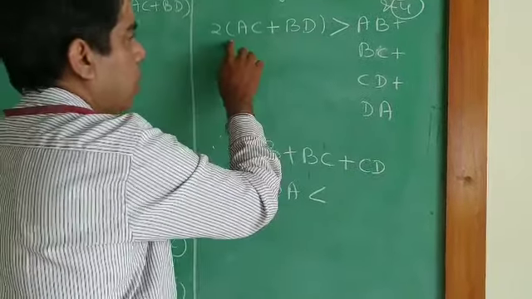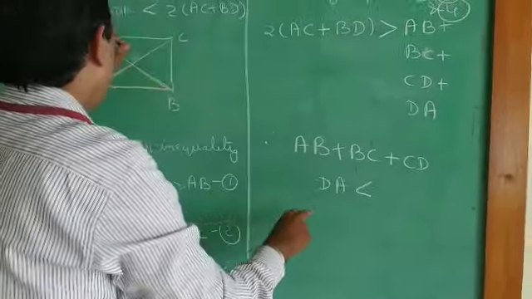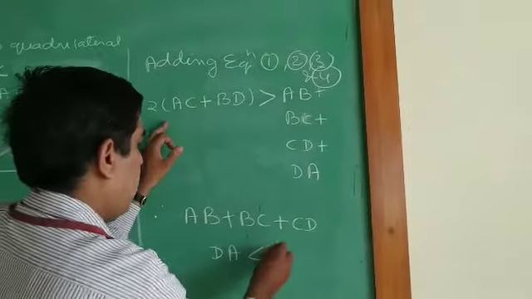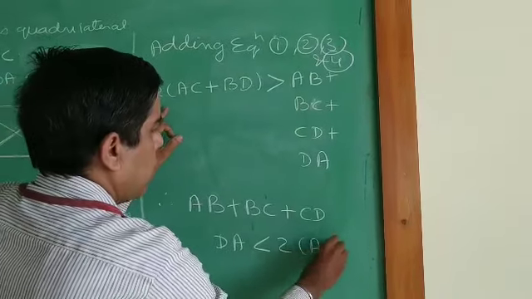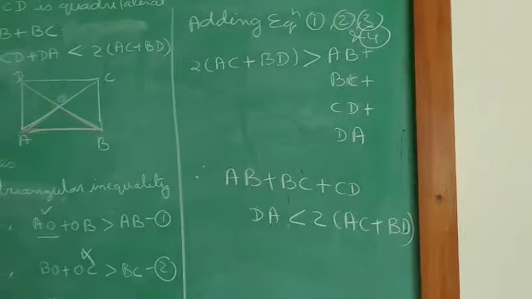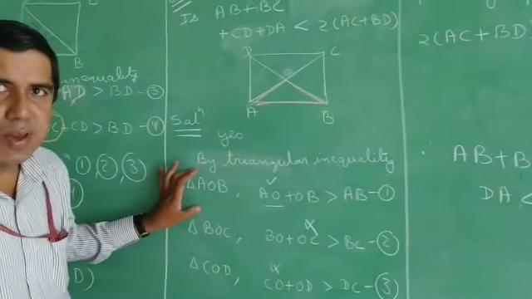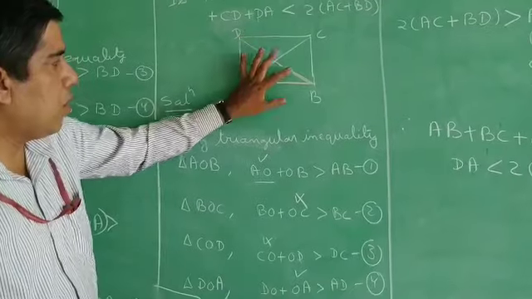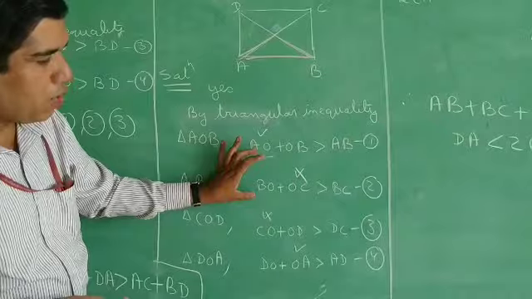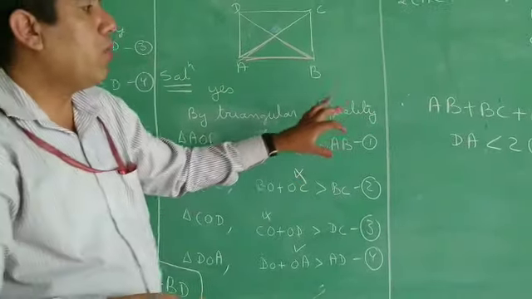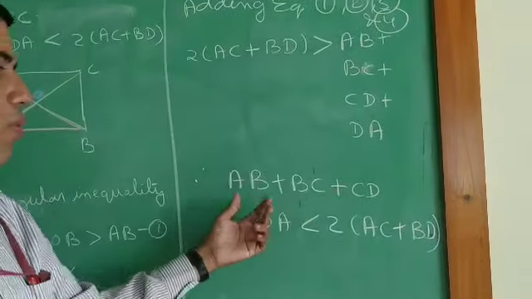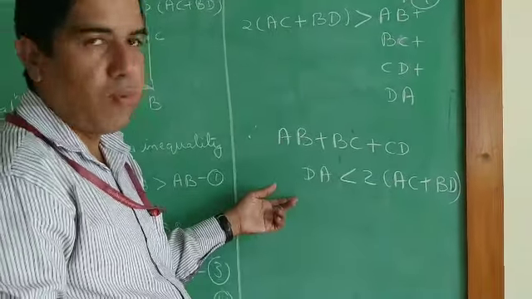You can see it is coming on the less than side. 2 times AC plus BD. You can see again I have taken 4 triangles. Here the triangle is taken like this, and I wrote by triangular inequality these 4 results, and I have just rearranged the terms, and then I got the result here. You can see, it was coming on the greater than side, but I just proceeded on the less than side, and I got the required result.